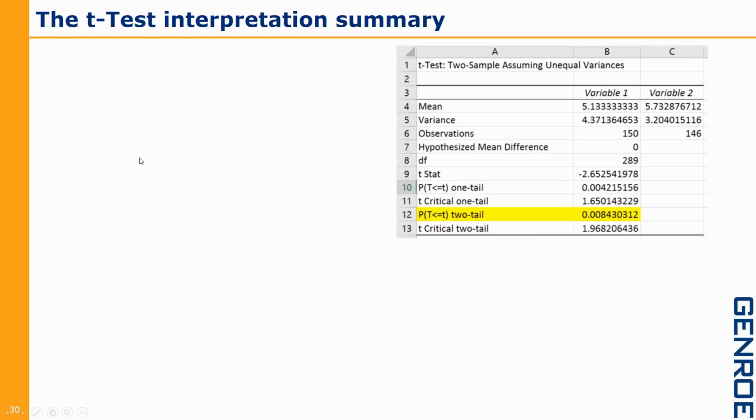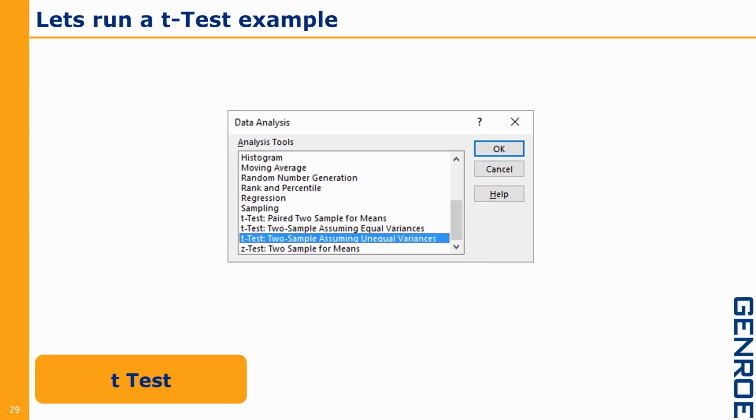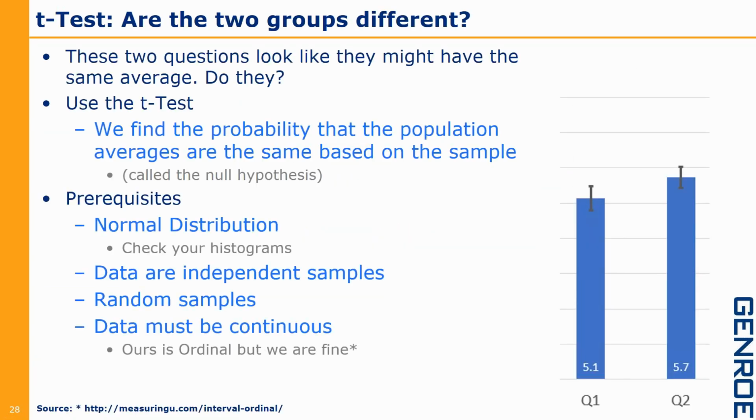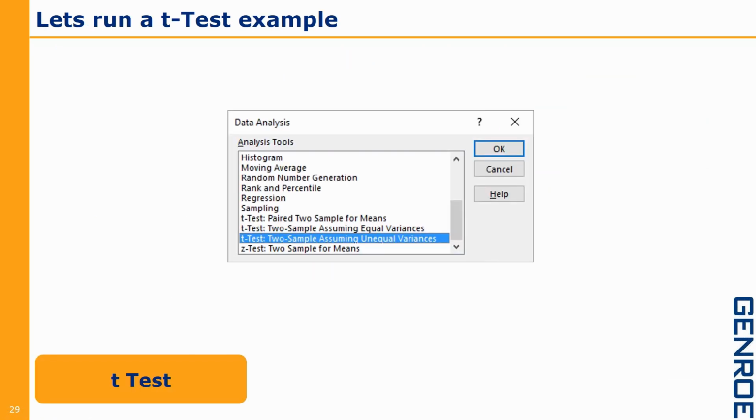So now we go back and we've got this data that we talked about. So now if we look at this, we can say that these two means, the 5.1 and the 5.7, although they look like they might be the same, actually we're pretty sure that they're not the same. So there has been a real change or real difference between question 1 and question 2.